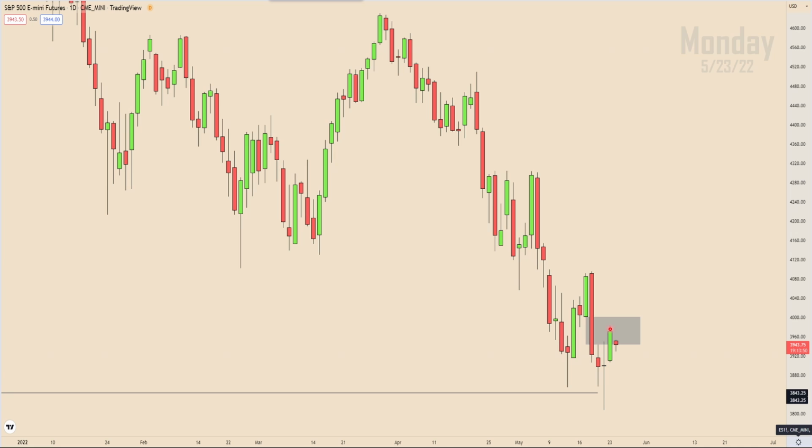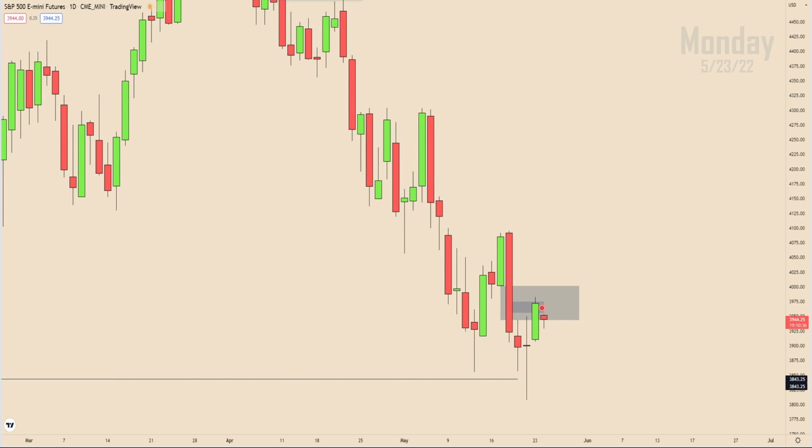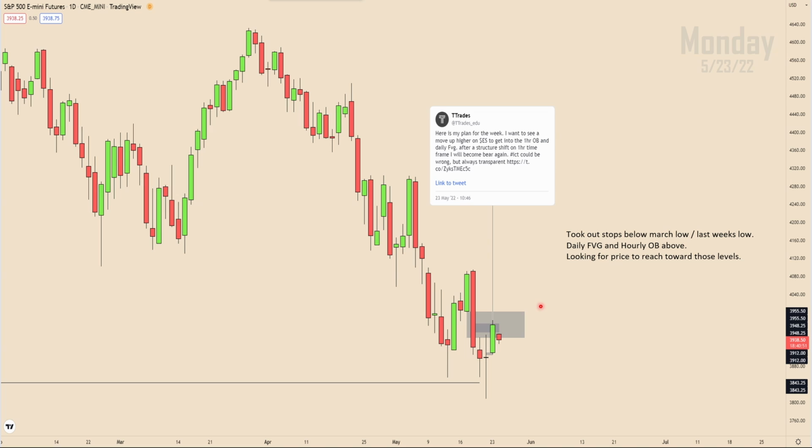The way I narrow it down is I go down to the hourly chart. We have this single order block here, right? Draw that out, go back out to the daily, and now we have an area that we are looking for. So this was my plan for the week. Wanted to see a move up into this area, and then once we shifted structure to the downside on a larger time frame, I would become bearish again.